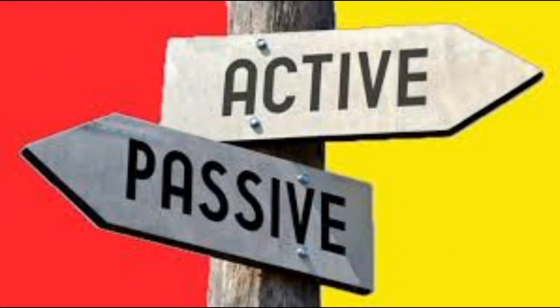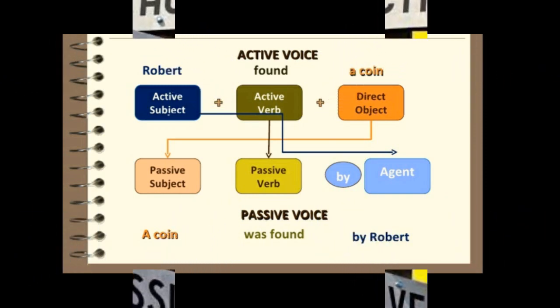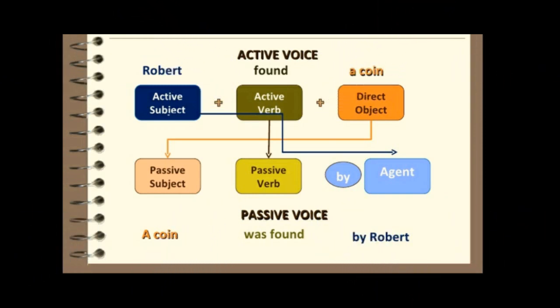Let us see what is passive voice and active voice from the given example. The active voice is Robert found a coin. In passive, it will become a coin was found by Robert. Here, first of all, we are interchanging the subject and objects. That means the subject of active voice becomes the object of passive voice. Similarly, the object of active voice becomes the subject of passive voice. And of course, we are always using the third form of the verb in passive voice.